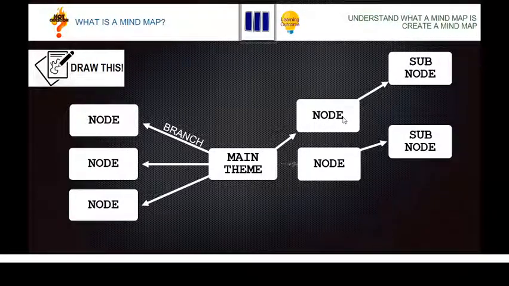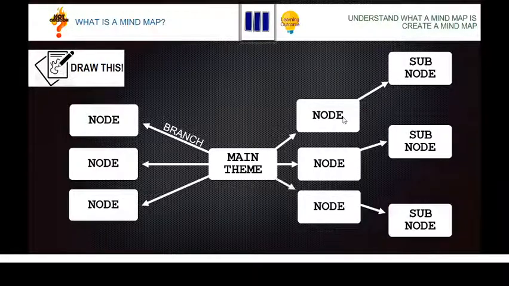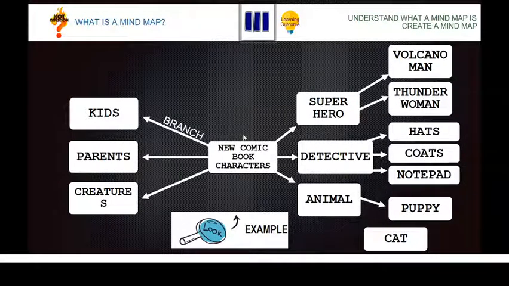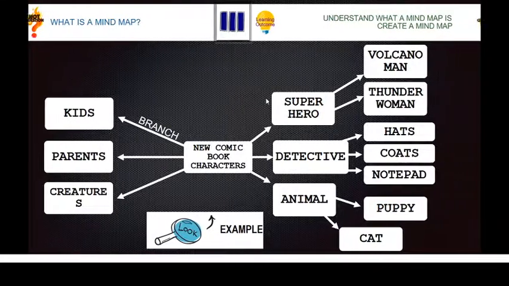So in this example here, we've got subnodes connected to our nodes. Center node in the middle, nodes connected to the center node, and then subnodes connected to the nodes, and they're all connected together using branches. If we look at an example here, we've got our center node, then our nodes, then our subnodes connected to our nodes, and they're all connected together with branches.